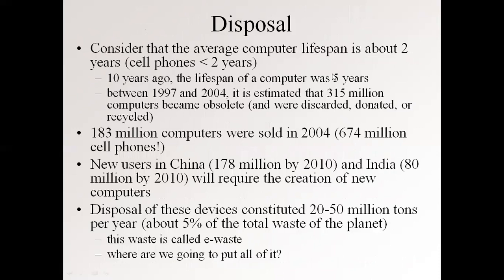Consider that the average computer lifespan is less than 2 years, and the life of a cell phone is also less than 2 years. Generally, whenever we buy a cell phone, the maximum warranty period is 1 year. Ten years ago, the lifespan of a computer was 5 years.